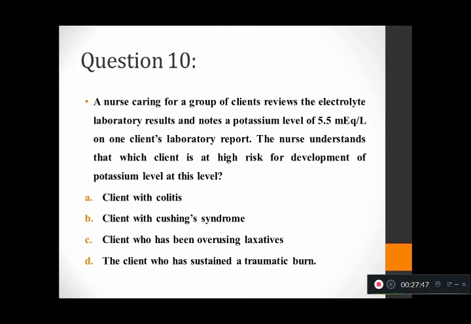When you see the client with colitis, the client with Cushing syndrome, or the client who is overusing laxatives, they are prone to develop hypokalemia. So we can come to the conclusion that the client who has sustained traumatic burns will be at risk of developing hyperkalemia.